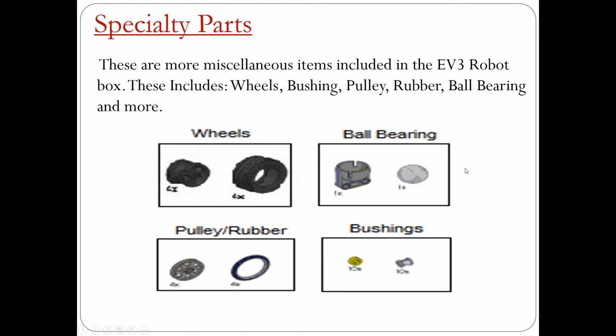And next, we have the specialty parts. We have the wheels, the ball bearing, the pulley rubber, and the bushings. These are more miscellaneous items included in the EV3 robot box. So if we are trying to create a car, we will have to use a wheel. We will have to use some ball bearing to make the robot turn. If you're using another motor, we will have to use pulley or rubber. And we have the bushings to lock the pieces together.